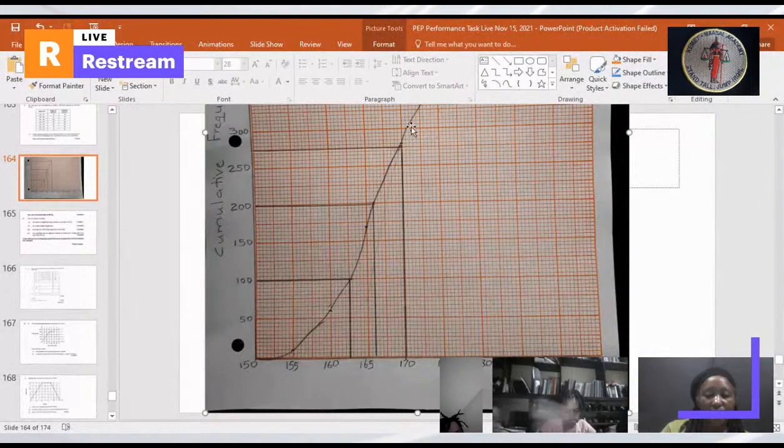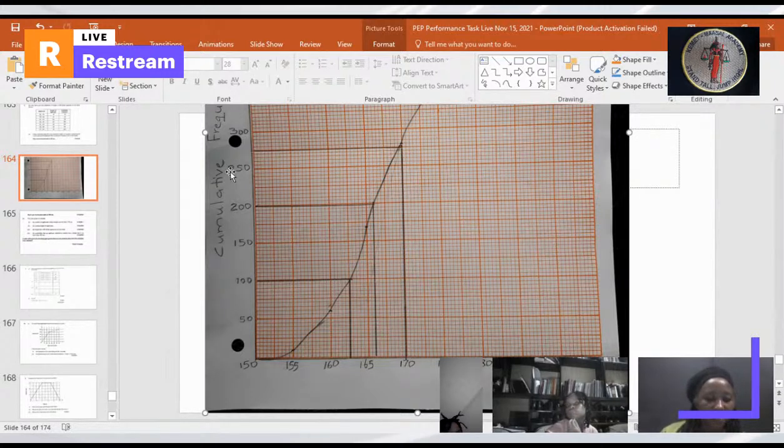So less than, so it is 170 centimeters. So we go up to where it touches the curve, and we go across. So that's halfway between the 250 and the 300. So that would be 275. 275 applicants.